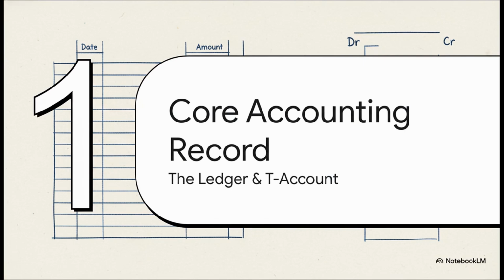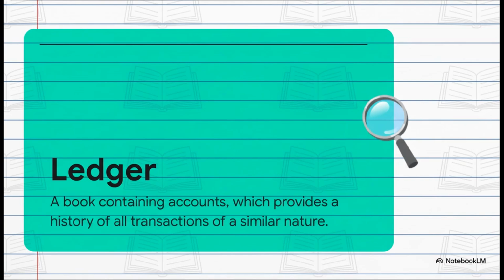Okay, let's start at the very beginning. What exactly is a ledger, and what is this T account that you're going to be seeing everywhere? Think of the ledger as the main central record book for a business. All transactions are first jotted down in what we call books of original entry, but the ledger is where everything gets properly sorted. Every single transaction, from a sale to a purchase, is organized into its own specific account.